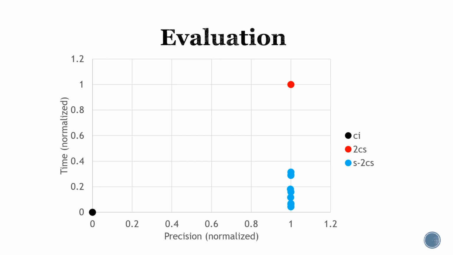The one that is lower is more efficient, and the one that is further to the right is more precise. Context-insensitive pointer analysis and two-CFA-sensitive pointer analysis sit at 0, 0, and 1, 1 respectively. The blue dots represent the analysis guided by our approach for all 11 evaluated benchmarks, which clearly show its effectiveness.